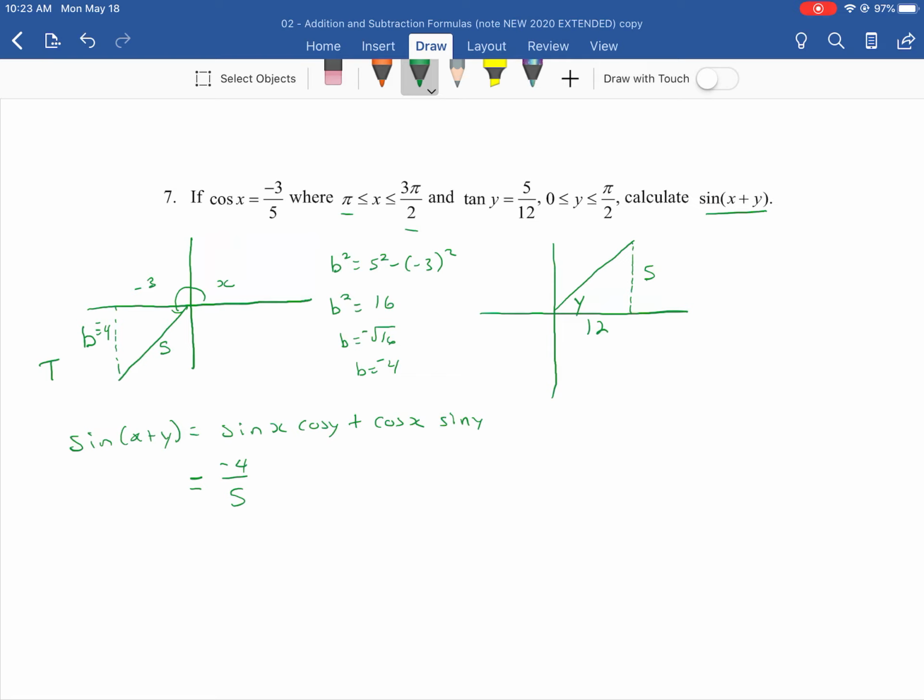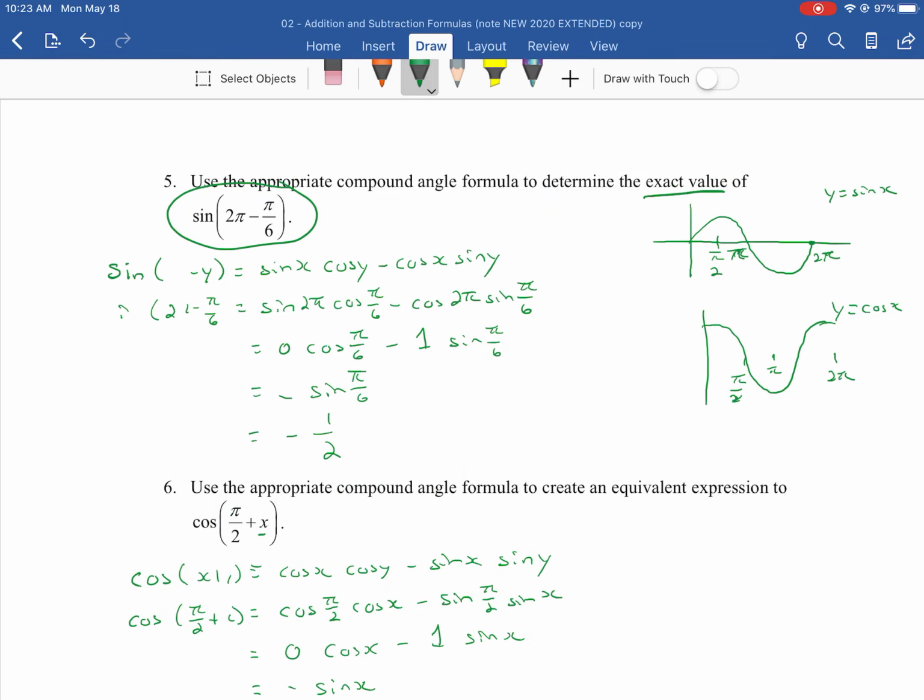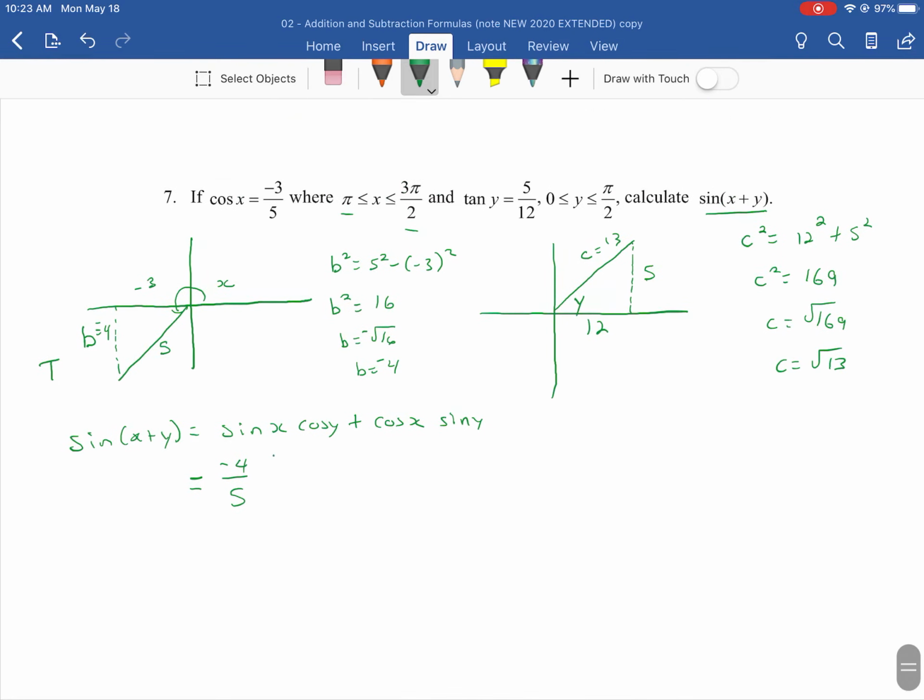Okay, cosine of y is the next thing they want, and that would be adjacent over hypotenuse, but I don't have the hypotenuse here, so just a little work again with the Pythagorean theorem. c squared equals 12 squared plus 5 squared. Let's see, 169. I get c equals 13. So now I can do cos of y, adjacent over hypotenuse.